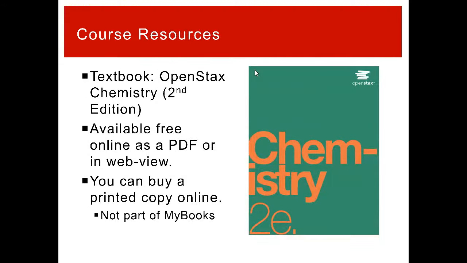We will have a textbook in this class. It is called OpenStax. That's a reference to open source software. It is free. This is a program through Rice University providing free textbooks for a variety of subjects. The chemistry one's pretty good, and so we will use it. It's available online either as a PDF or as a web view, like a website-looking thing, but it's more interactive than a PDF. You can also buy a printed copy online.